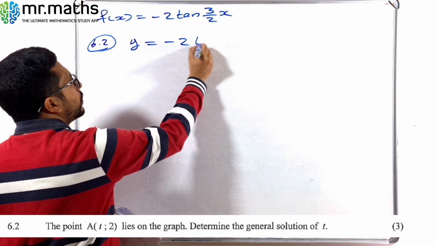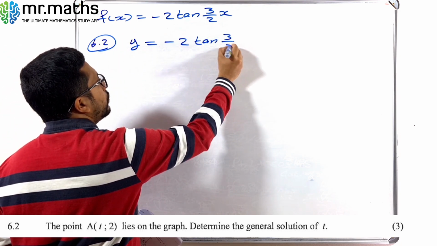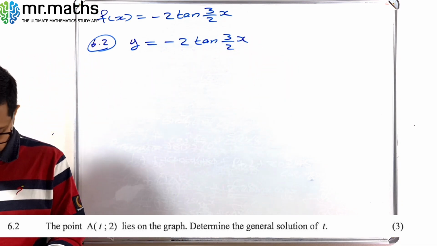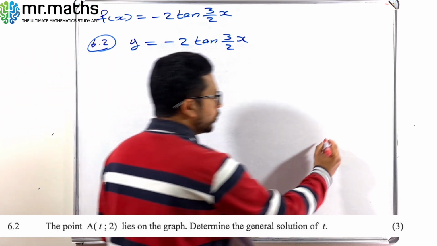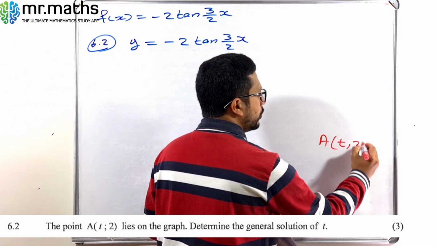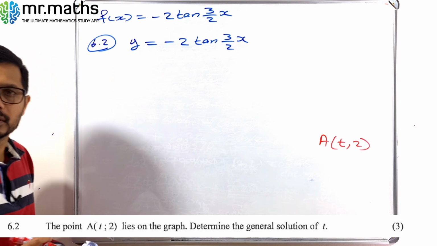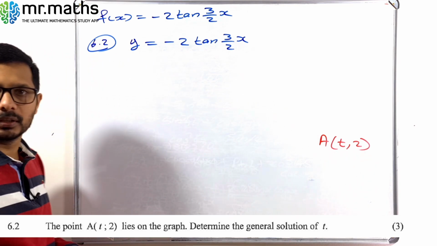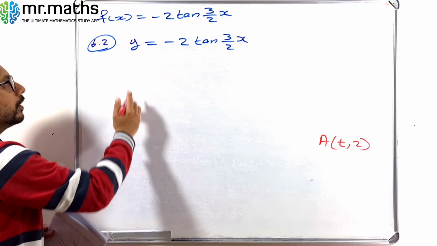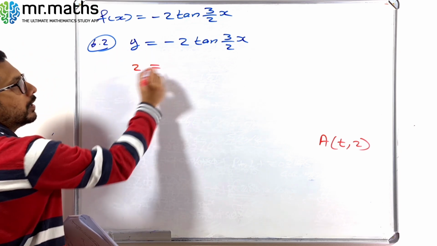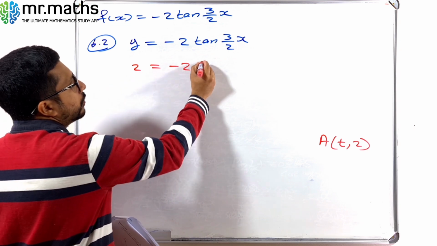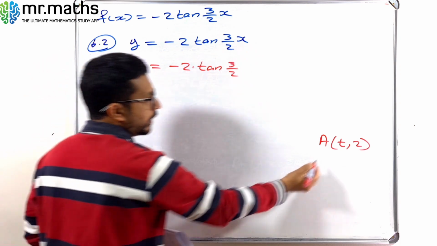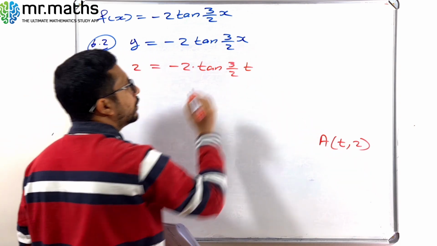Y is equal to minus 2 tan 3 over 2 x. Okay, and now they are saying that the point (t, 2) lies on this graph. So it means that this t stands for the x value and 2 stands for the y value. So we can substitute that one. So y is equal to, that is 2 is equal to minus 2 into tan 3 over 2 x. What is x? It is t.